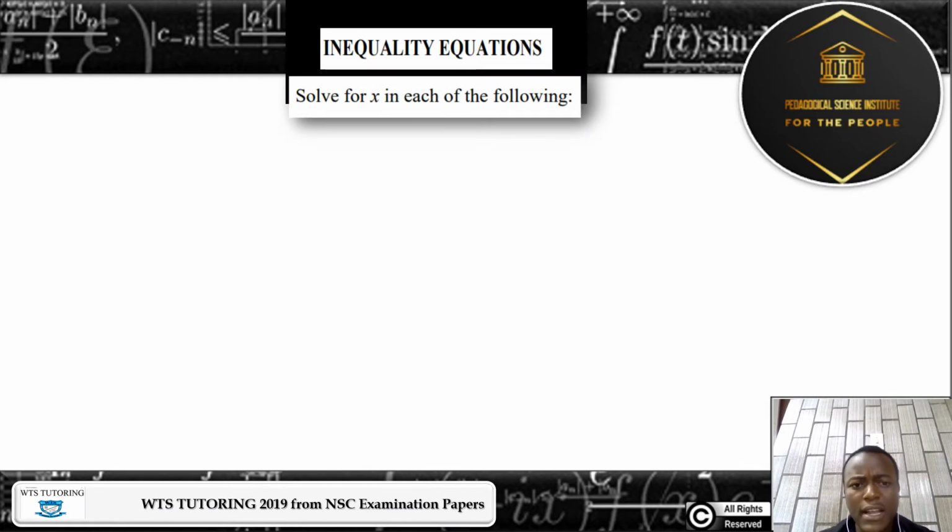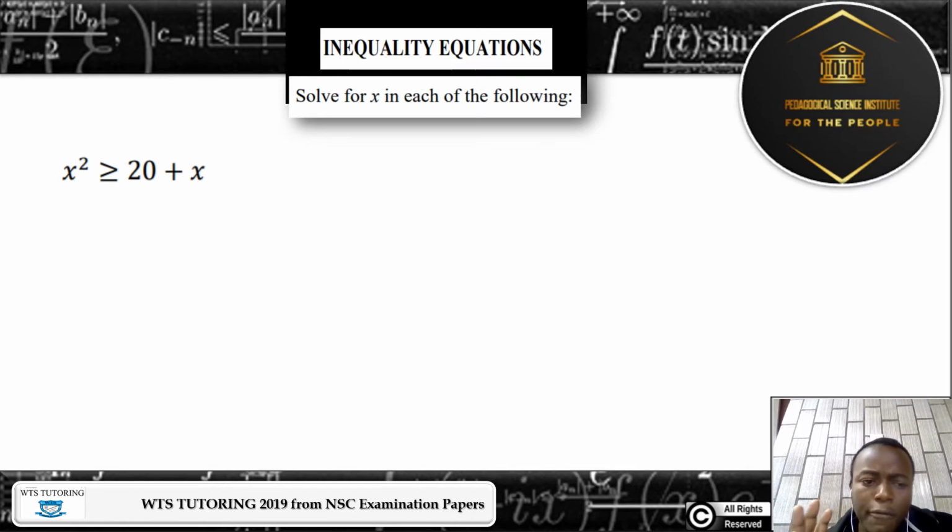Okay, grade 12s. Let's now move to inequality equations. What we'll be basically doing is solving for x, but now we want to focus on inequality equations. Okay, you're given an inequality. How do you know this is an inequality equation? There's no equal sign, right? But there's an inequality symbol which is greater or equal to. So that's an inequality symbol. It's not an equal sign. So now we call that an inequality equation.